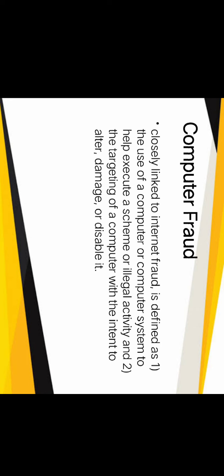Next topic is computer fraud. Computer or internet fraud is defined as the use of a computer or computer system to help execute a scheme or illegal activity, and the targeting of a computer with the intent to damage or disable it. So, examples of computer fraud are distributing hoax or fabricated emails. Second, accessing unauthorized computers. Third, engaging in data mining via spyware and malware. Fourth is hacking into computer systems to illegally access personal information. Fifth is sending computer viruses or worms with the intent to destroy or ruin another party's computer or system.